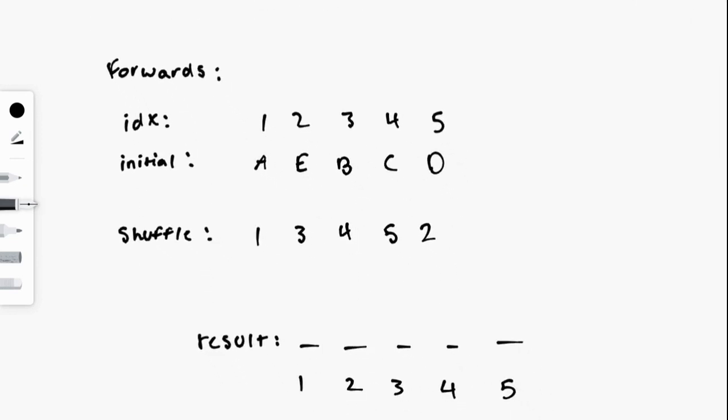Well, what we can see is that A corresponds to 1, E to 3, B to 4, C to 5, D to 2. So whatever they correspond to is the new index that they will go to. So A looks at 1, so it'll go to 1. E looks at 3, so it'll go to 3. B looks at 4, so it'll go to 4. C looks at 5, so it goes to 5, and then D looks at 2. Right, so this is what happens after the first forwards shuffle.